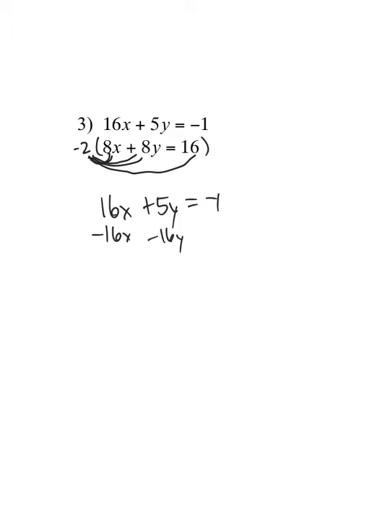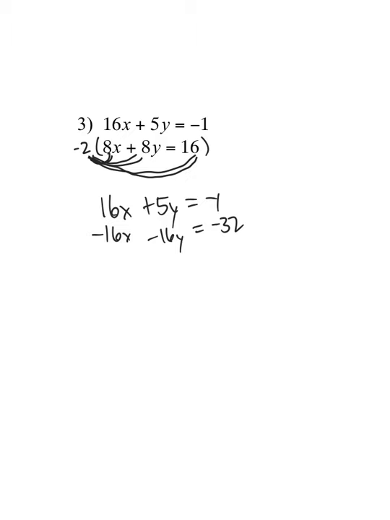Guys, we've got 16x on top and 8x on bottom. Let's get rid of the x's, but they're not opposites, so we could make them an opposite by multiplying a negative 2 into it, into that bottom equation. The top equation we're not going to change, so I'm just going to rewrite that. That bottom equation now, well, that's negative 16x. That's negative 16y. And what, negative 32 there?